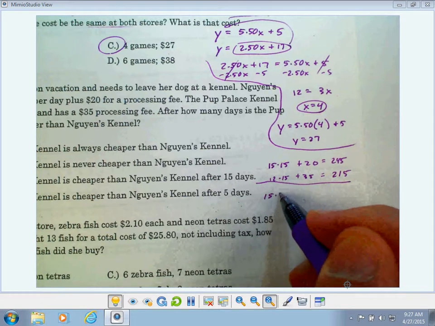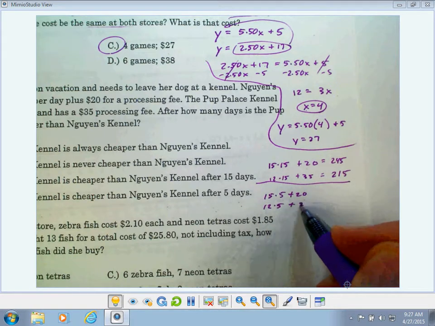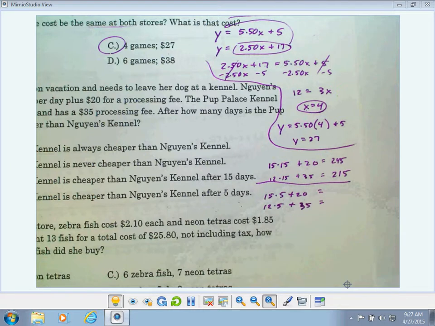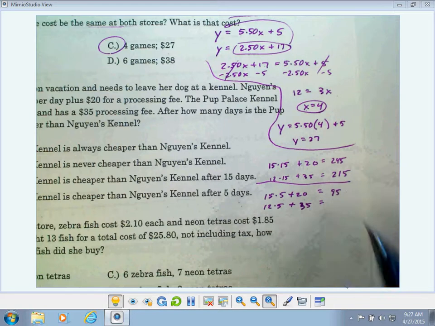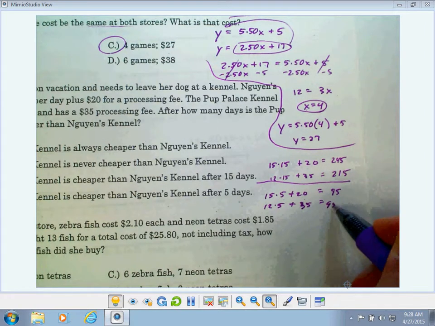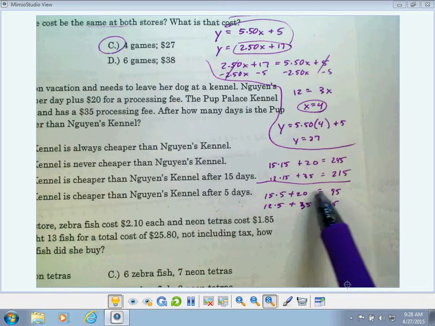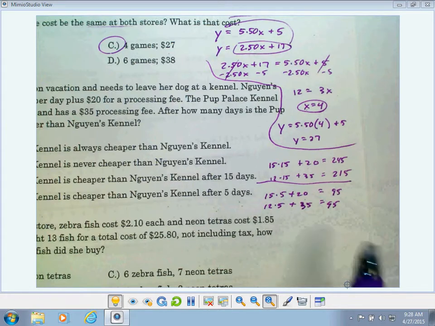15 times 5 plus 20, and 12 times 5 plus 35. So 15 times 5 plus 20 is $95. 12 times 5 plus 35 is also 95. So you can see that at this point, right, this is the turning point. So at 5 days, it's equal.